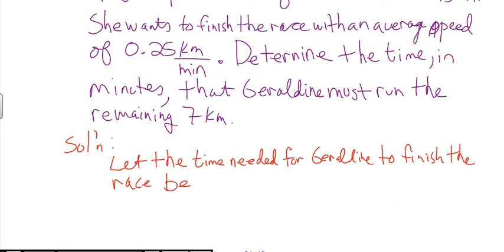What is the unknown? What's the unknown always? X. Yeah, we could use t, because it's time, but we'll go with the time-honored tradition of using x. So you start off with a let statement because you're communicating to whoever's going to look at this. When you see an x in there, that's really the time needed for Geraldine to finish the race, right?